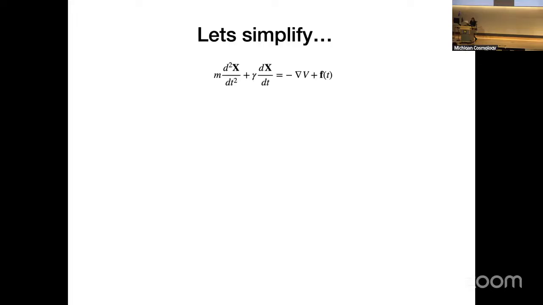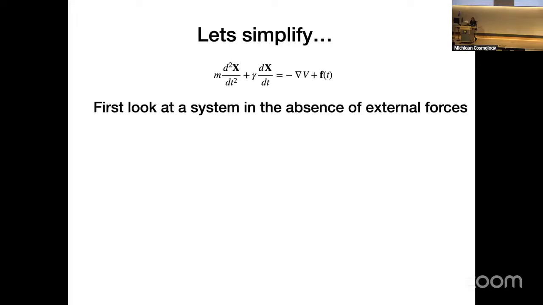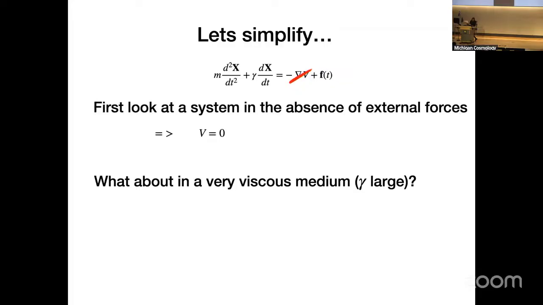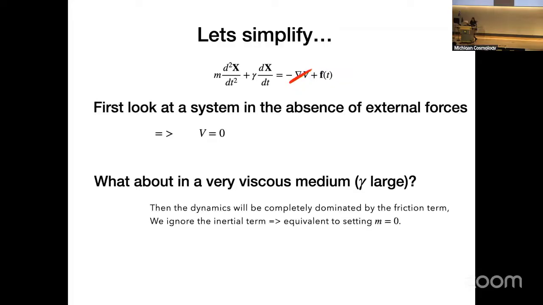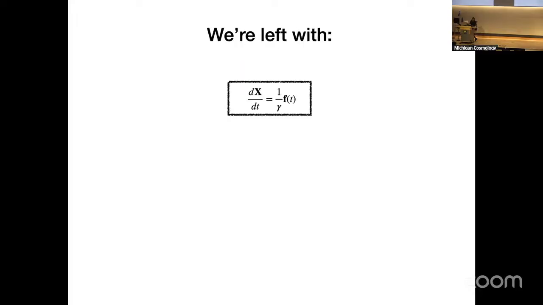So we're going to start by doing some simplification. First, we're going to assume that there are no external forces, so my potential is 0, and I can get rid of that. And then we're also going to assume that we have a very viscous medium so that gamma is large. So I'm going to neglect the mass term, like setting mass equal to 0. So I get rid of this term as well. What I'm left with is the simplest possible equation for Brownian motion, which is this.